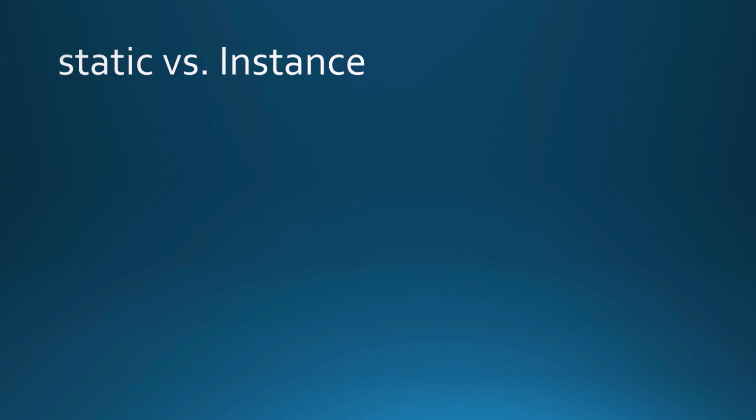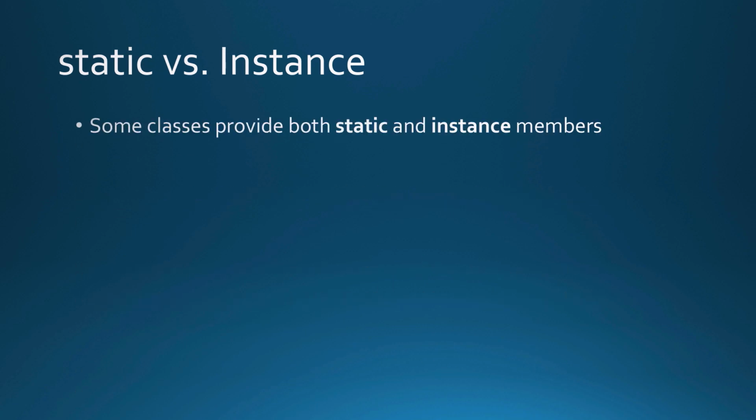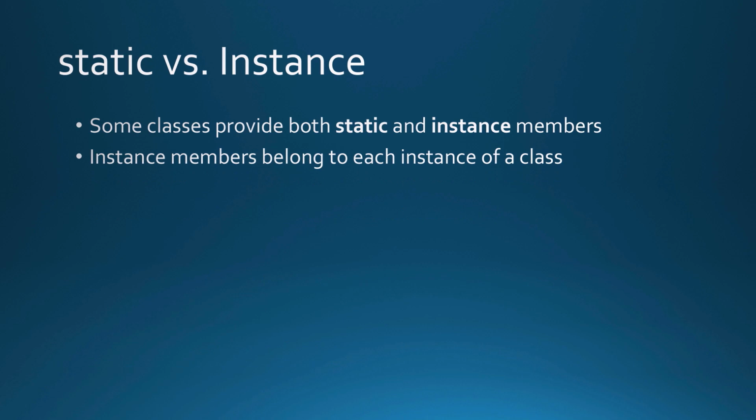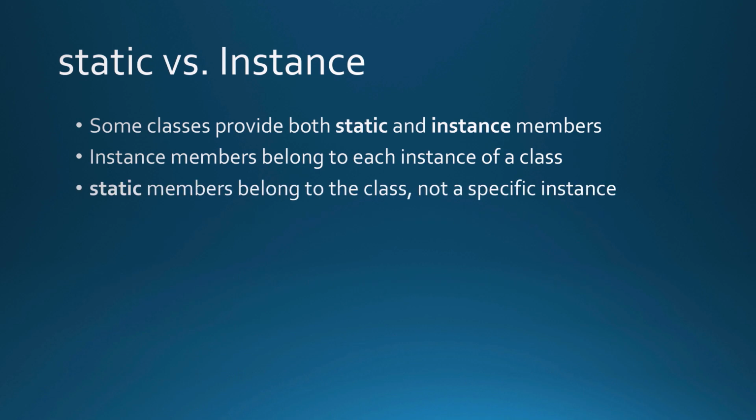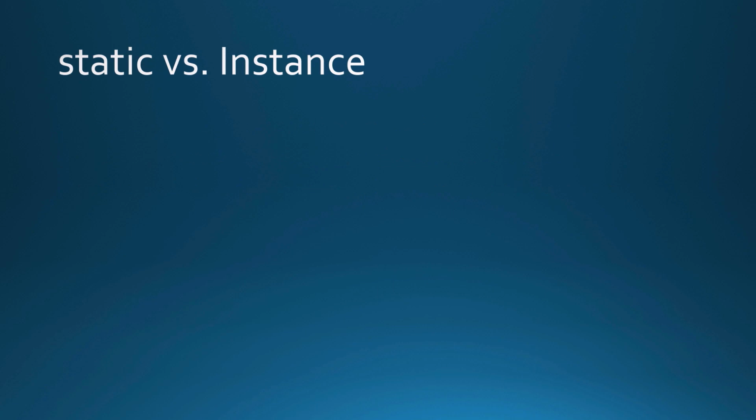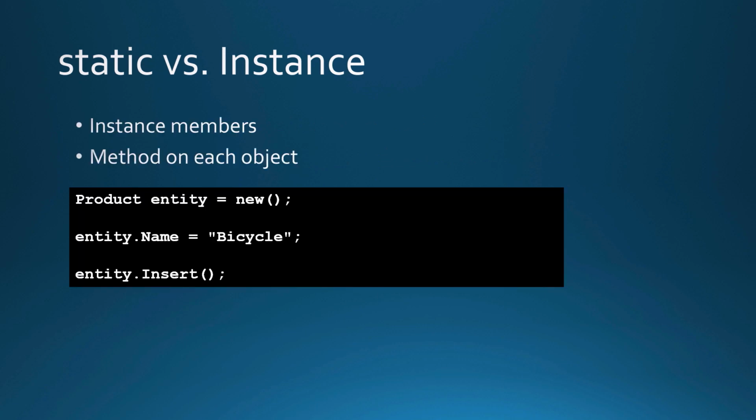Let's talk for a minute about static versus instance. Now, some classes provide both static and instance members. A member could be a property or a method. Instance members belong to each instance of a class or an object. Static members belong to the class and not any one specific instance. Instance members are methods that are called on each object. So product entity equals new. So our object is entity. We set entity.name equal to bicycle, and then I invoke the insert method on that entity object itself.